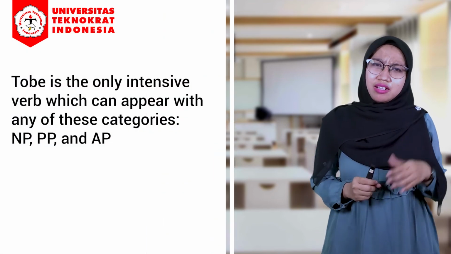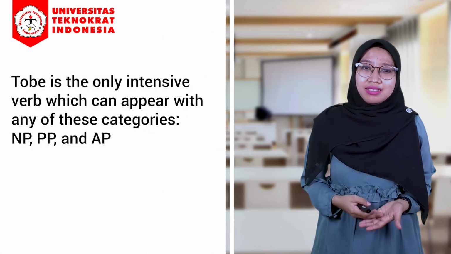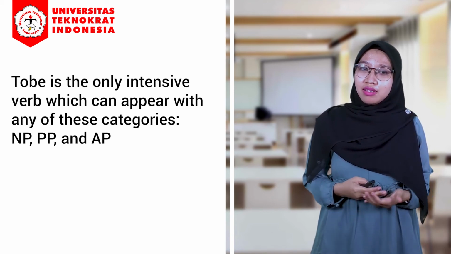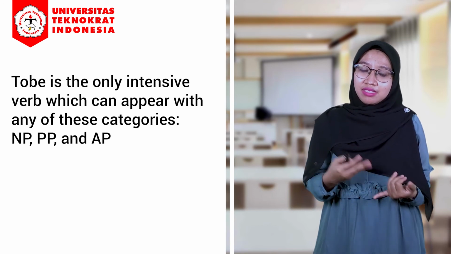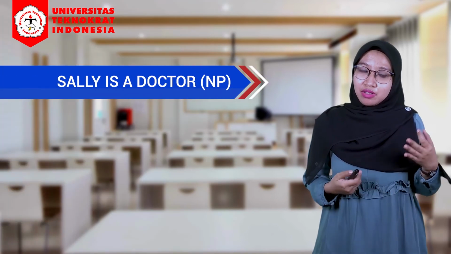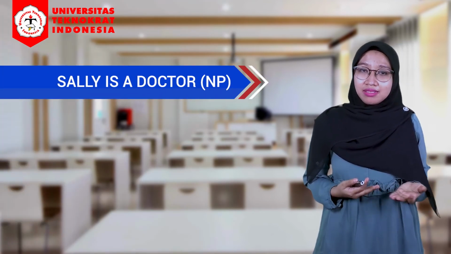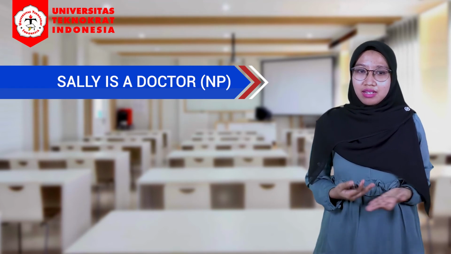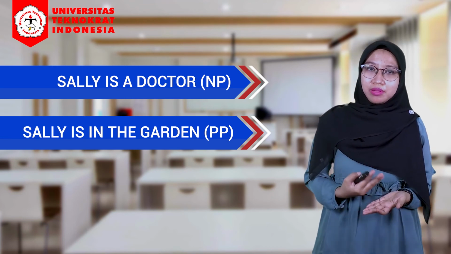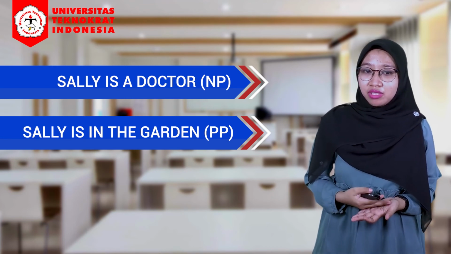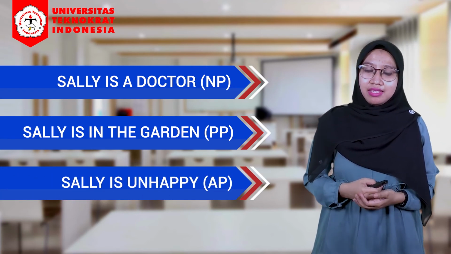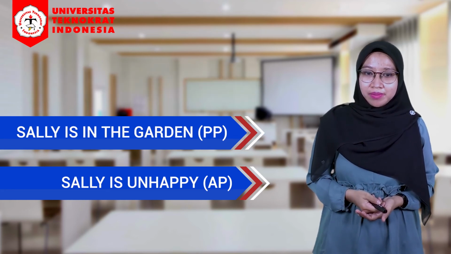For be itself, is, am, are, was, were, this is the only intensive verb which can appear with any of the phrase categories such as noun phrase, prepositional phrase, and adjective phrase. For example, be followed by noun phrase: Sally is a doctor. A doctor, that's the noun phrase. Sally is in the garden. So this be is followed by prepositional phrase, in the garden. Sally is happy. So it is followed by adjective phrase.